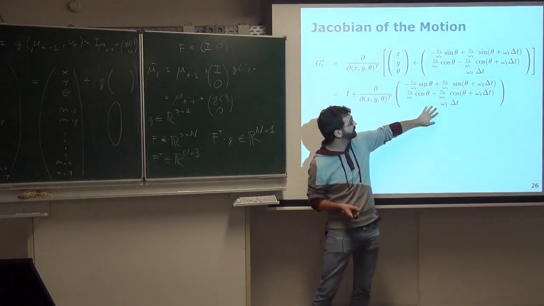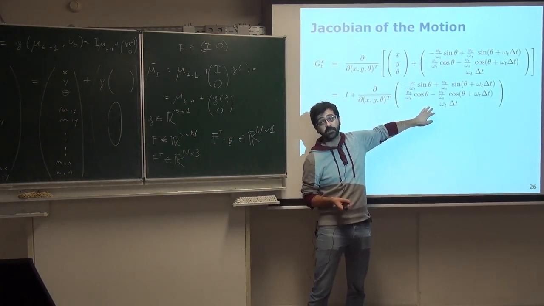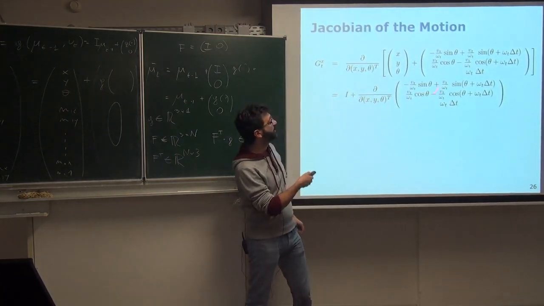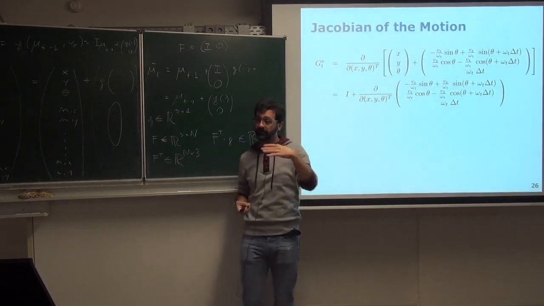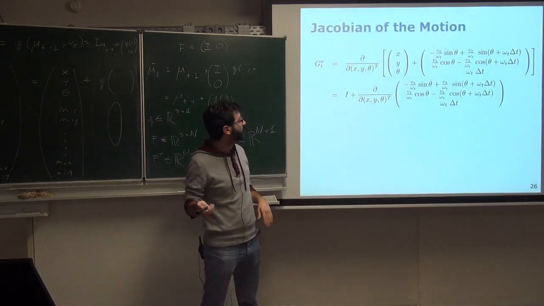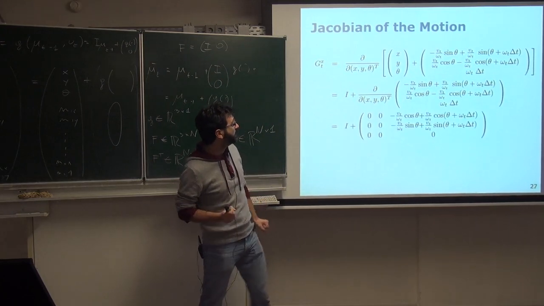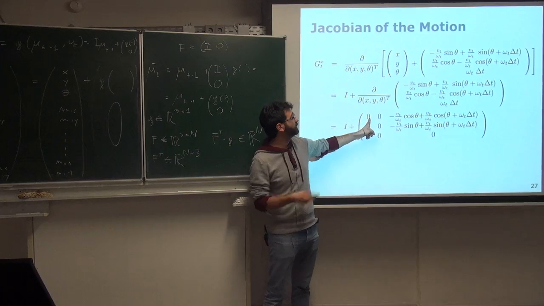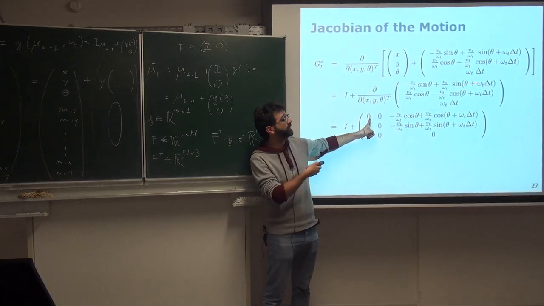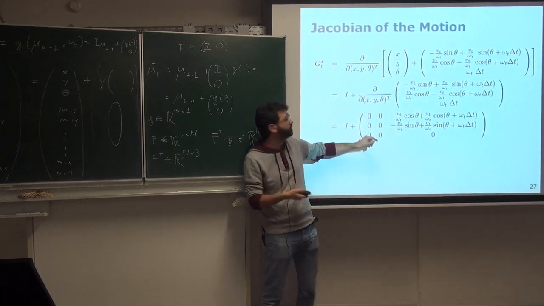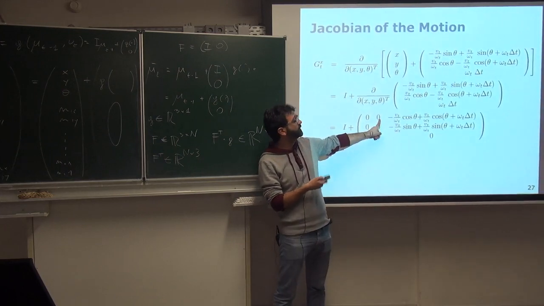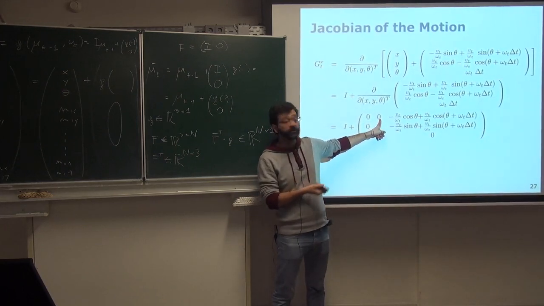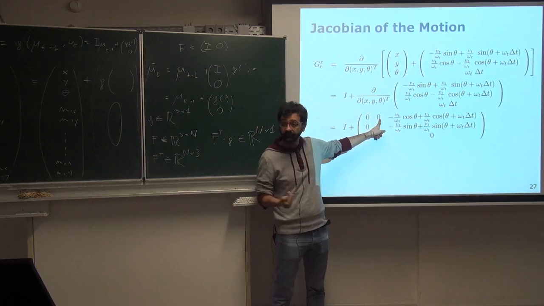Okay? So we take the partial derivative with respect to 3 different variables and we stack them again in a vector. And we will end up with something like this. Now, this is the partial derivative of this function with respect to x. There is no x, so it's 0. This is the partial derivative of this function with respect to y. Since there is no y in here, it's 0. And then we take the derivative with respect to theta.